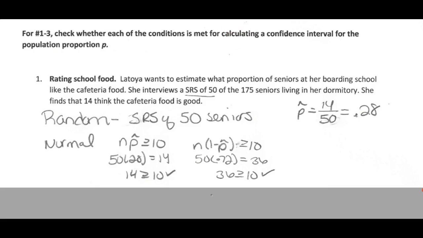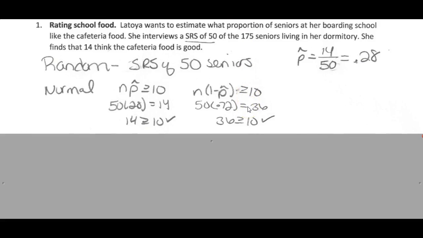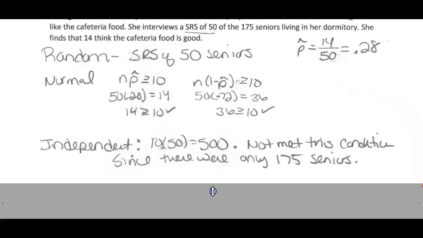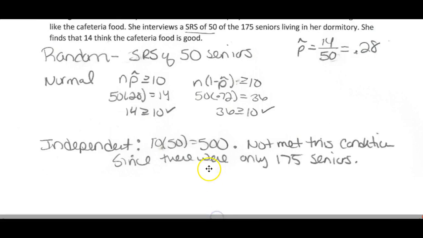Let's go to our last one. Our last condition is independent. When we do the independence check for this one, remember we want to see that the sample is at most 10% of the population. So 10 times 50 is 500. This condition was not met because there were only 175 seniors living in her dormitory. So this one failed on independence.